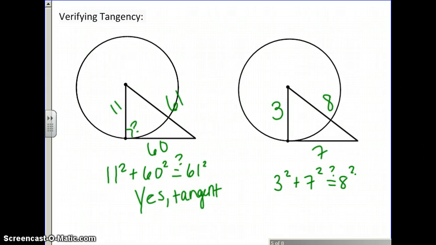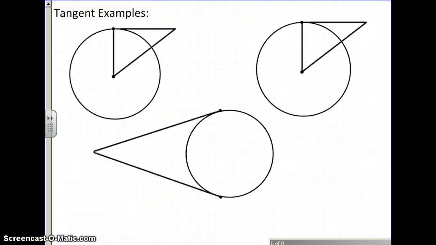We want to know, does 3 squared plus 7 squared equal 8 squared? It should not, so no, it is not tangent. Okay? Go to the bottom 3 tangent examples. So let's fill in these values.